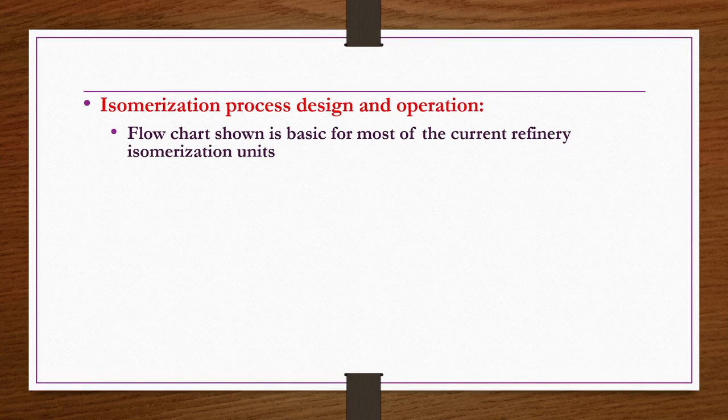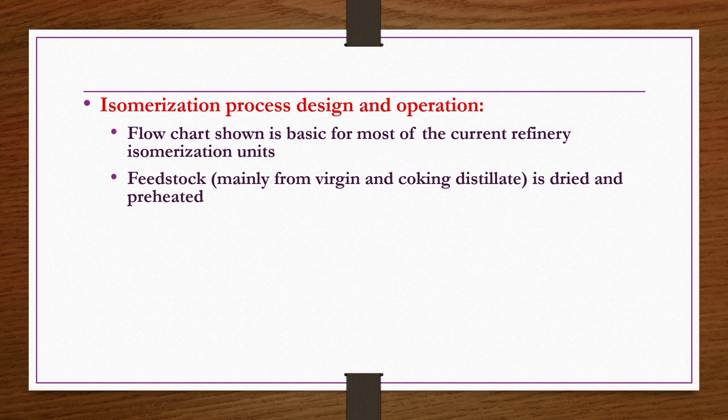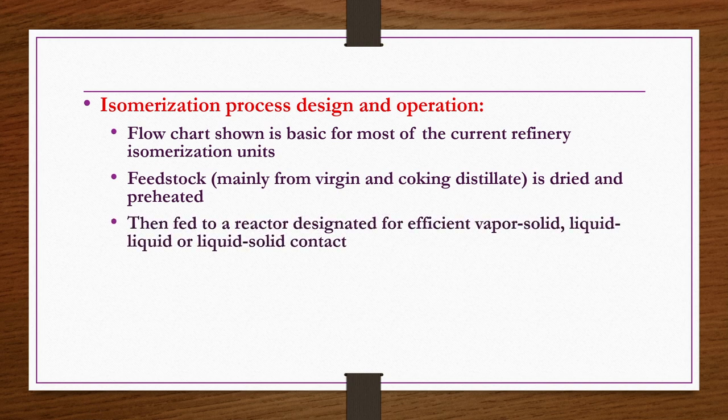Isomerization process design and operation. The flowchart shown in the next slide is a basic one for most of the current refinery isomerization units. Feedstock mainly from virgin and coking distillate is dried and preheated, then fed to a reactor designed for efficient vapor solid, liquid liquid or liquid solid contact, because this reaction can take place in vapor form or liquid form also.